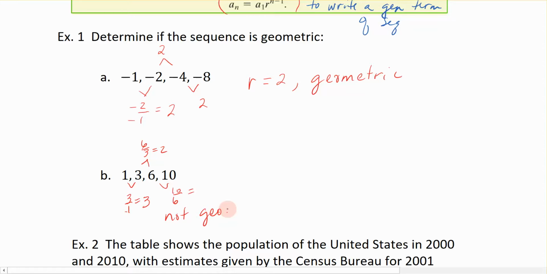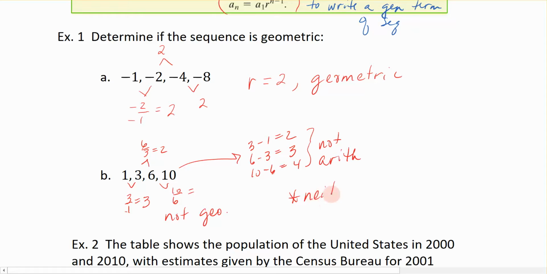Let's go ahead and check to make sure that it's not arithmetic. If it was going to be arithmetic, then the difference between these numbers would have to be the same. So 3 minus 1 is 2, 6 minus 3 is 3, and you can clearly see that this is not arithmetic either. So the conclusion is that it is neither arithmetic nor geometric. It can still be a sequence, it's just not either of these two special types.